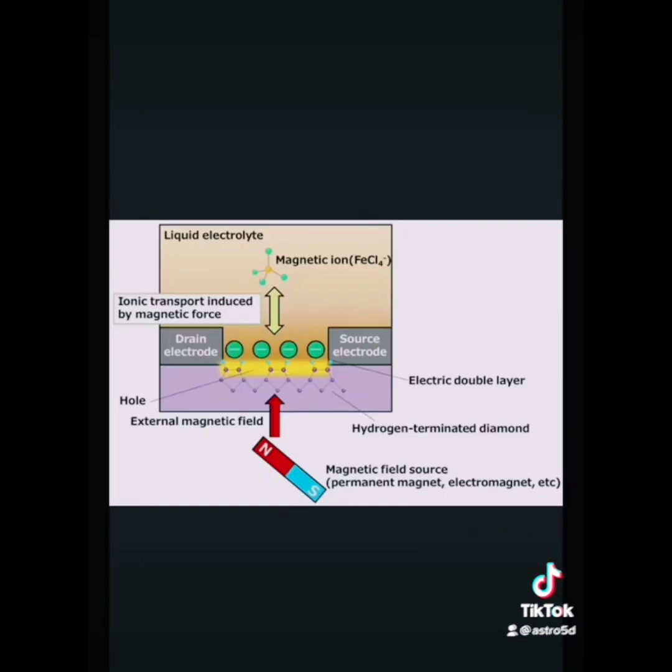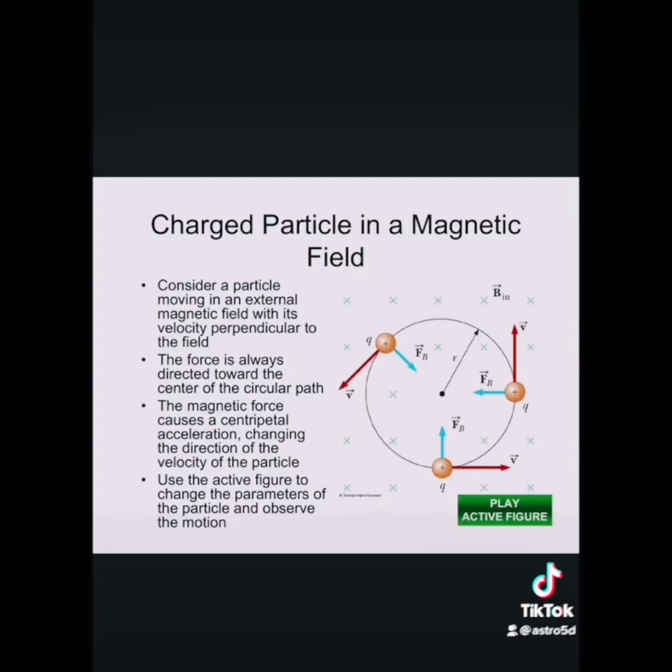Here I want you to take a look at this process. Ionic transport induced by magnetic force. You have your liquid electrolyte, and at the bottom you see how the poles of the magnet are being utilized. The magnetic field source and the external magnetic field. You have your electric double layer, and you have your hole, and you have one drain electrode and one source electrode. Here is a charged particle in a magnetic field.